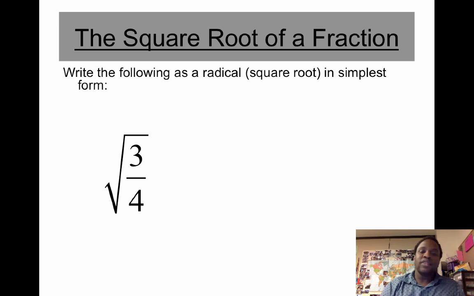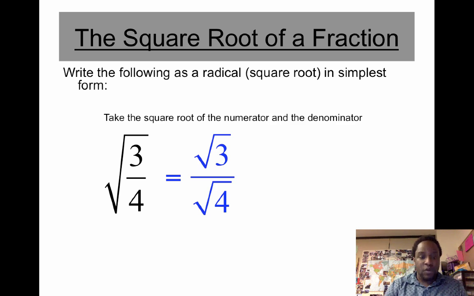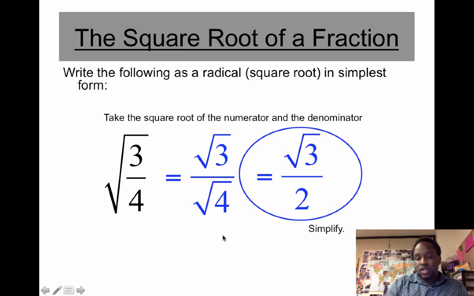All right, so write the following as a radical in simplest form. We would write that this is the square root of 3 over the square root of 4. So we're taking the square root of the numerator and the denominator. And then what's the square root of 4? Well, it's 2. So radical 3 over 2.